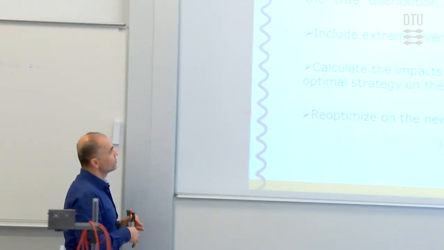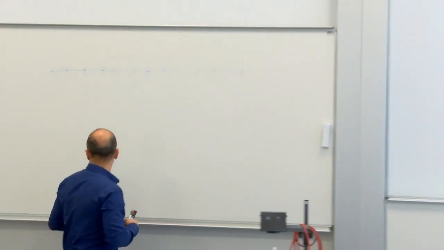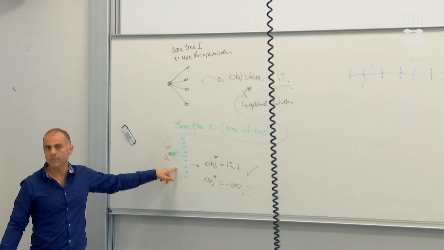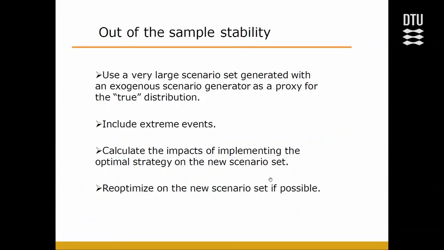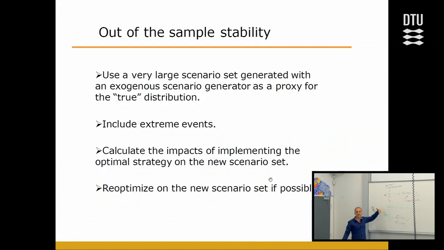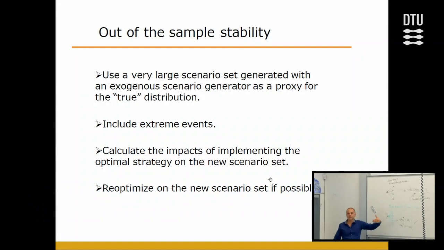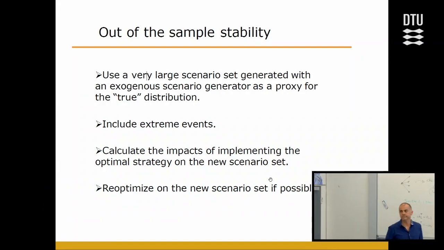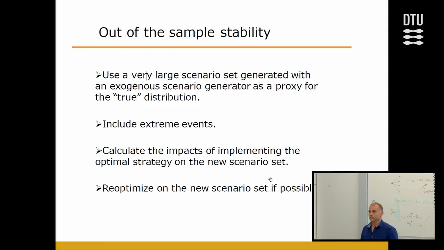And some notes to remember: when you're looking into a tree like this, make sure that you're including some extreme scenarios. So here in the tree that you're using for optimization purposes, it might be limited. You might not have so many extreme scenarios, but here you want to have some extreme scenarios included. What could be an example of an extreme example here?